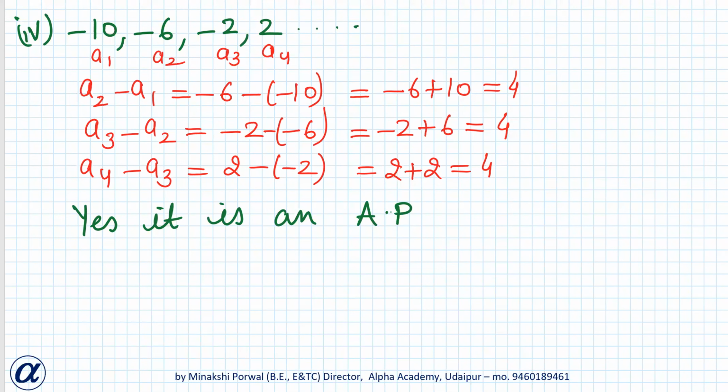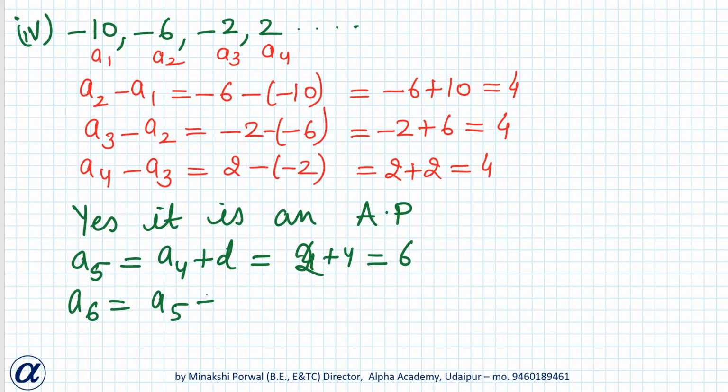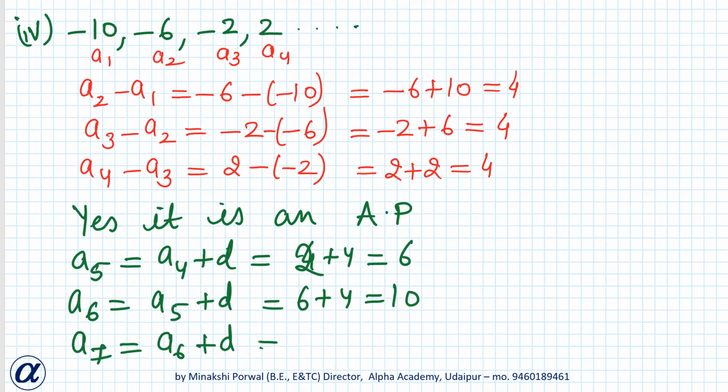Okay, we have to find A5. So A5 equals A4 plus D, that is equal to 2 plus 4, that is equal to 6. A6 equals A5 plus D, that is equal to 6 plus 4, that is 10. A7 equals A6 plus D, that is equal to 10 plus 4, that is 14. Okay, so these are the next terms: 6, 10 and 14.